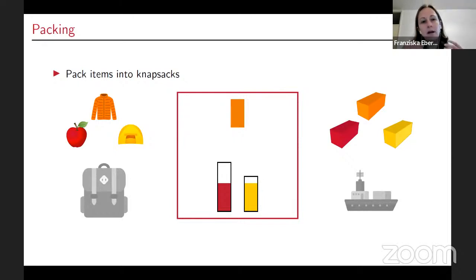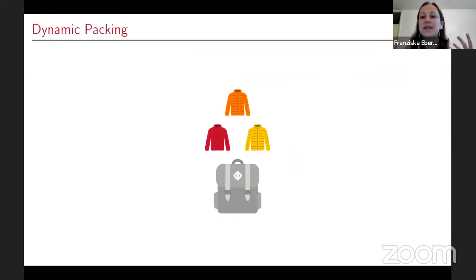But now this is the classical packing setting. So let's think for a minute, what happens if you now actually have to plan this hiking trip several weeks in advance, and you are pondering which jackets maybe to bring, because in general you have the orange one, which is the most versatile one. So you really like this one.